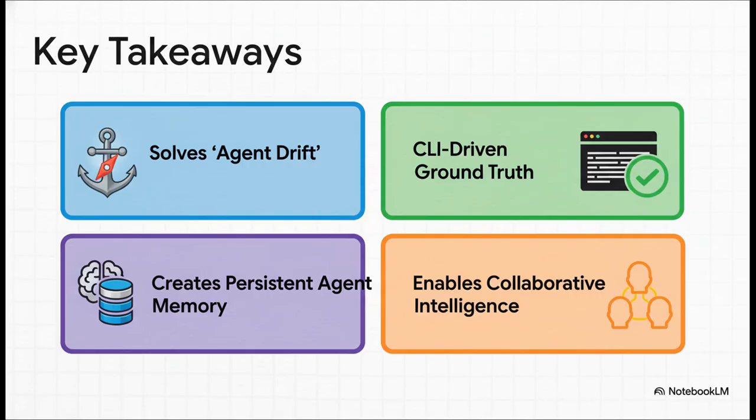First, it solves agent drift dead in its tracks by providing a solid, command-line-driven ground truth. On top of that, it creates a persistent memory so our agents can actually learn. Then it enables a kind of collaborative intelligence so they can learn from each other. And it does all this with that language-specific precision we talked about, which keeps everything super efficient.